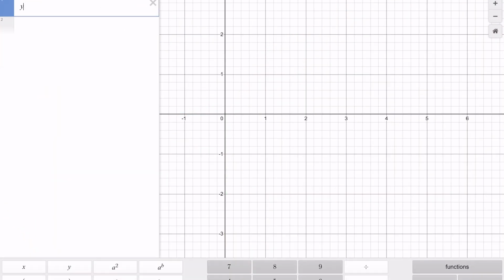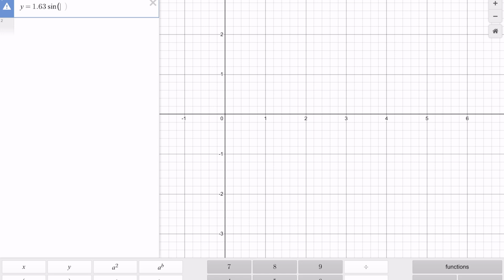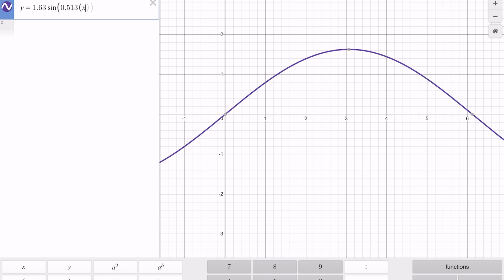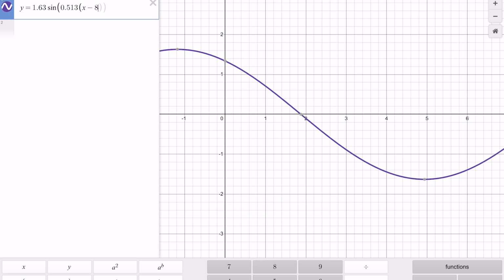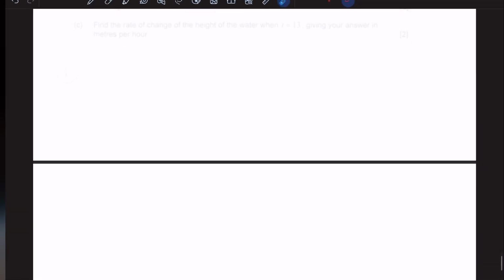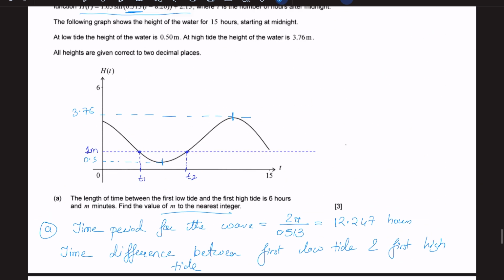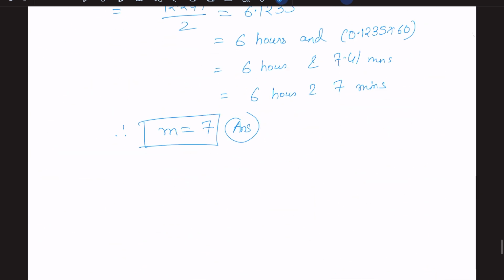So h(t) would be y in this case, right? And time would be taken as x. So it is 1.63 sine of 0.513 x, time is x now, minus 8.20, plus 2.13. Let me just check the equation once. Yeah, all right, this is fine.